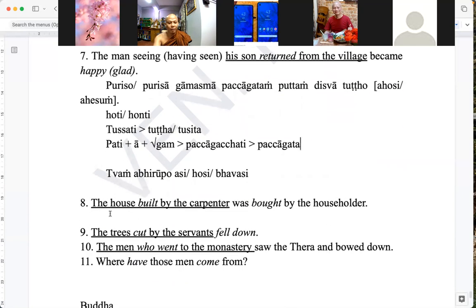Okay, let's do number 8. So here the house. So the house built by the carpenter was bought by the householder. Okay, the house means geha, but as subject, geho. Maybe in some cases geham also, with the neuter gender. Now geho is masculine. So the house mainly, so was bought. Here also was. Okay, we can omit a horsey or something. We can omit, no problem.